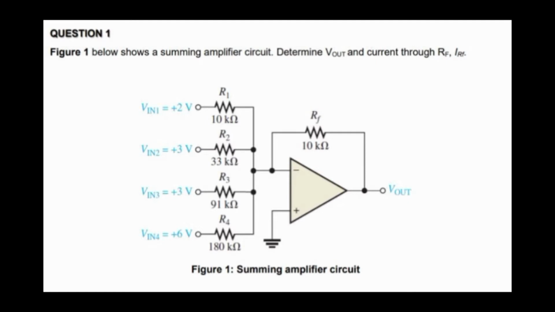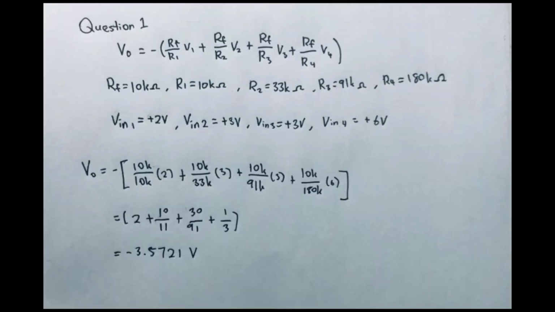Okay, this is question 1. It says that figure 1 below shows a summing amplifier circuit. Determine Vout and the current through RF, IRF. So this is the picture for my question, and I will simulate this in Multisim.